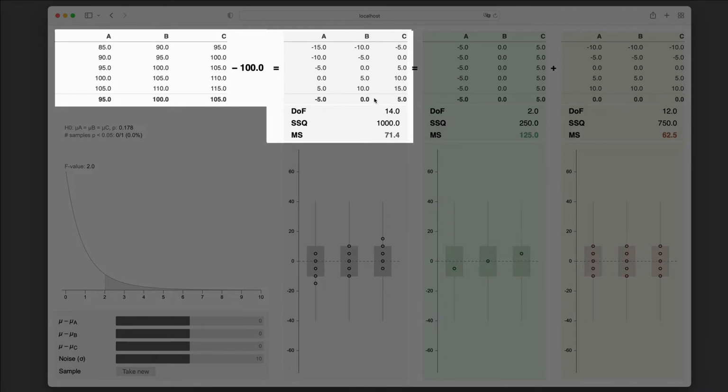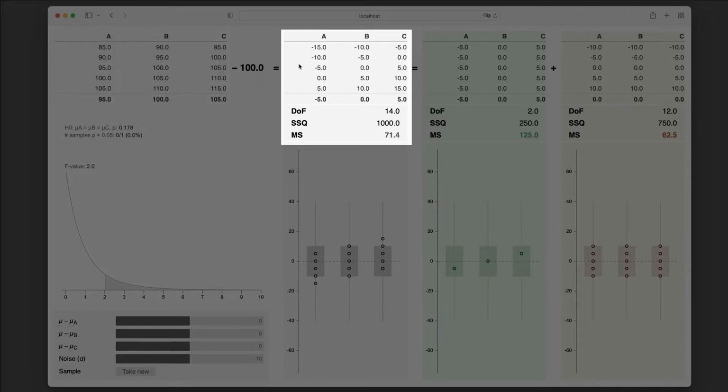And then you can also see that the averages now are minus 5, 0, and 5. Again, what does it mean? 0 means it's the same as the grand average, so it's 100. 5 means 5 milligrams larger than the grand average, and it's 105, exactly what we have here. And minus 5 means it's 5 smaller than the grand average, and again, it's 95, exactly what we have here. So now let's concentrate on this.